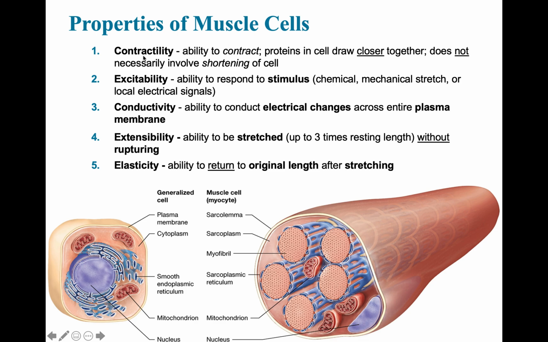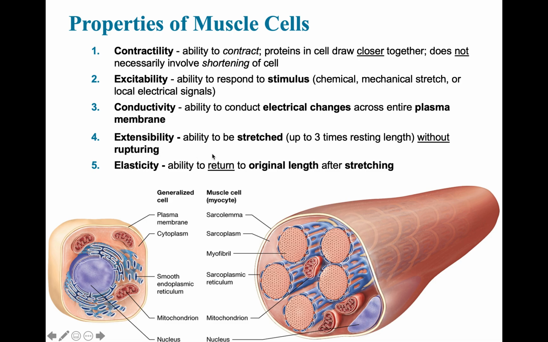All right, so muscle cells have the ability to contract. They are excitable. Conductivity, this means they have the ability to conduct an electrical potential or an electrical change across the entire plasma membrane. And we'll see this later when we talk about the muscle physiology of muscle contraction. So the entire length of the plasma membrane has the ability to conduct an electrical change. So they are conductive.